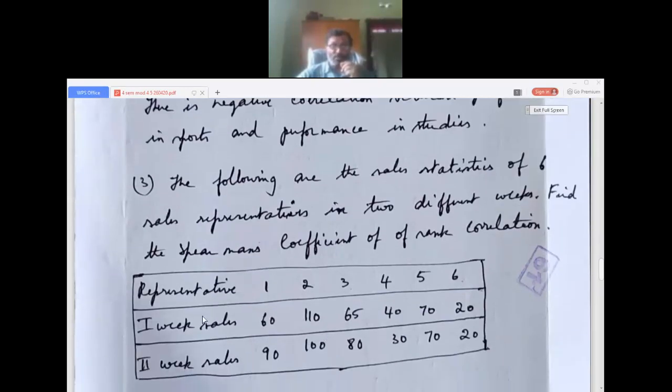So, this is representative 1. His first week sales is 60, second week sales is 90. Representative 2, first week sales is 110, second week sales is 100. Representative 3, first week sales is 65, second week sales is 80. Representative 4, first week sales is 40, second week sales is 30. Representative 5, first week sales is 70, second week sales is 70. Representative 6, first week sales is 20, second week sales is 20. This is the data given.